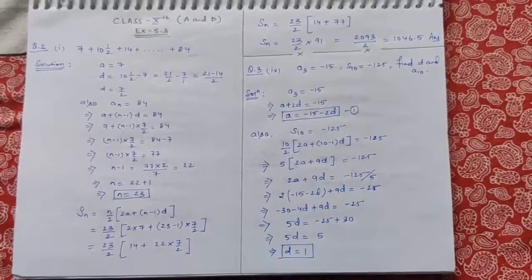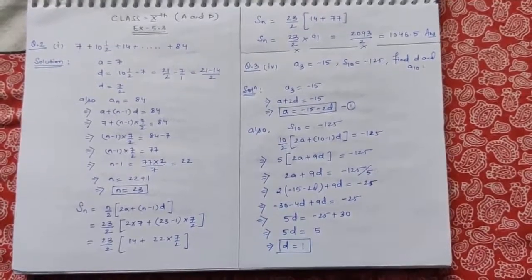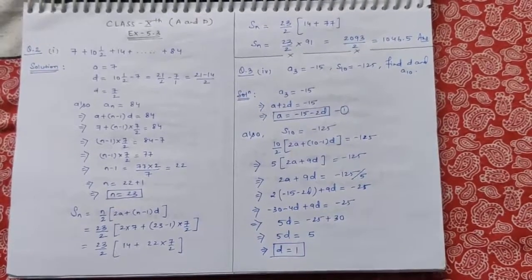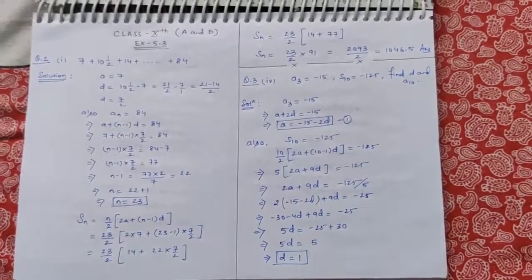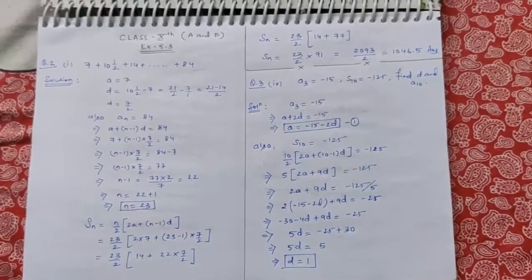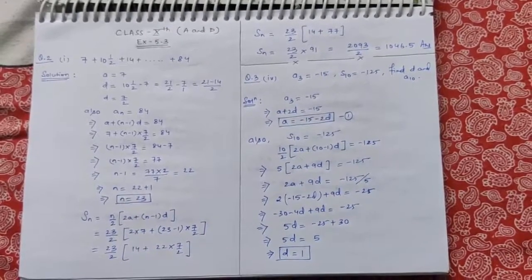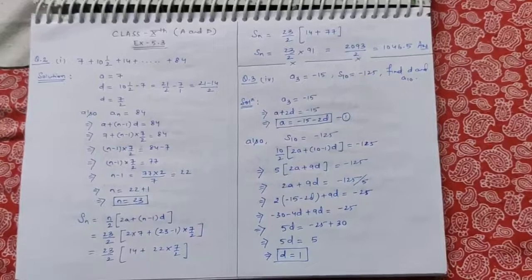Today we are going to solve some problems based on the sum of n terms concept, chapter 5, exercise 5.3. In the first question, we have taken question number 2, first part of 5.3. The problem is 7 plus 10 1 by 2 plus 14 plus ... plus 84.